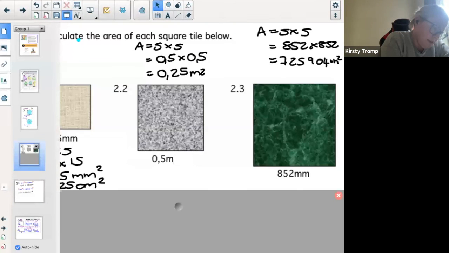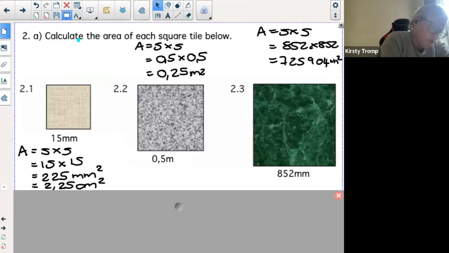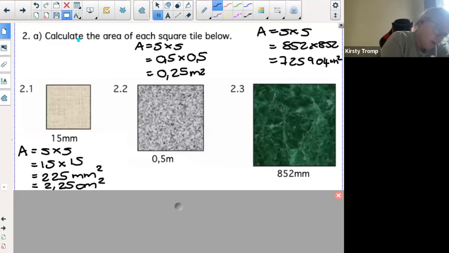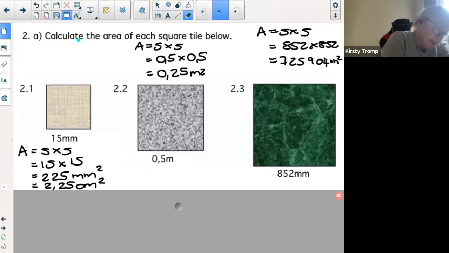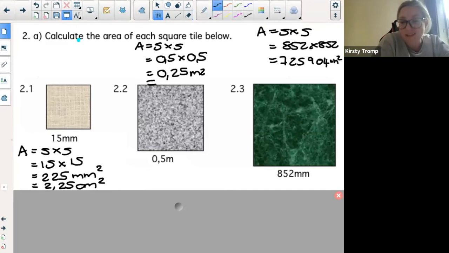we had 0,25 meters squared, and if I want to make that into centimeters squared, I'm going to times that by 10,000. So I need to move the comma 4 times. I need to move 0.25 4 times. So 0.25 times 10,000.